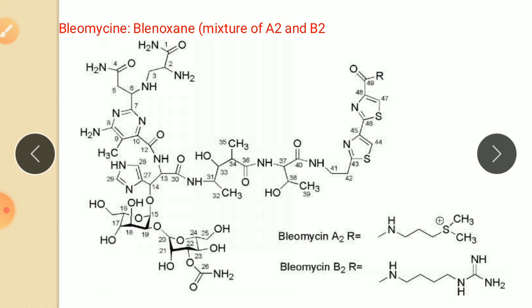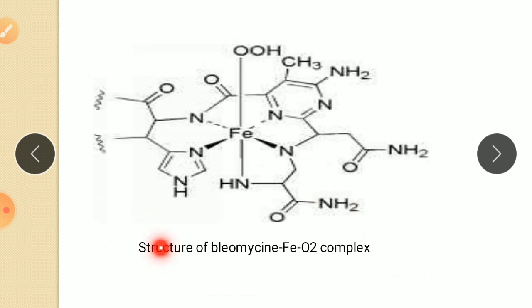Then, due to this interaction, under an aerobic environment, Fe2+ is oxidized to Fe3+ in a 1 electron process with the electron being transferred to molecular oxygen, and this gives the activated form of bleomycin, which has been formulated like this. It is a complex of bleomycin with Fe, called the bleomycin Fe-O2 complex. So after intercalation, it binds to Fe2+ and converts into Fe3+.